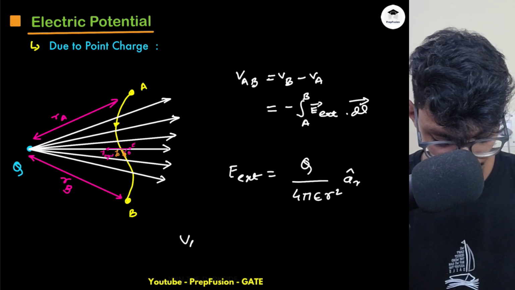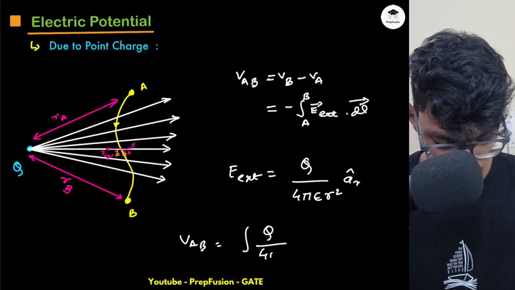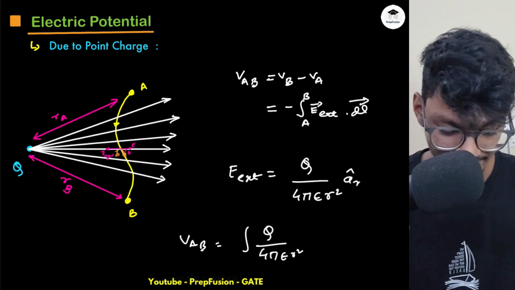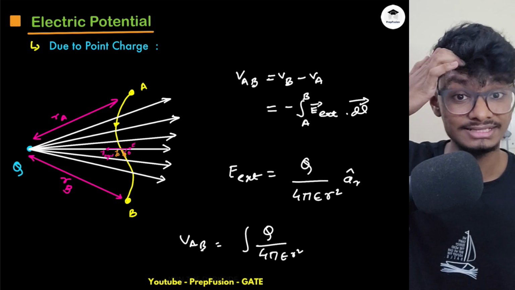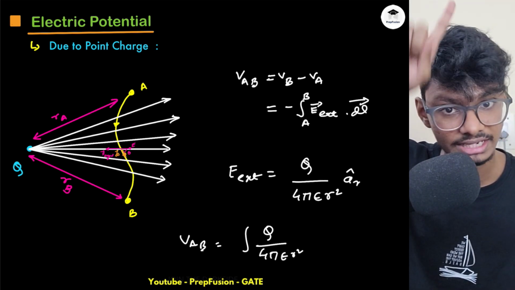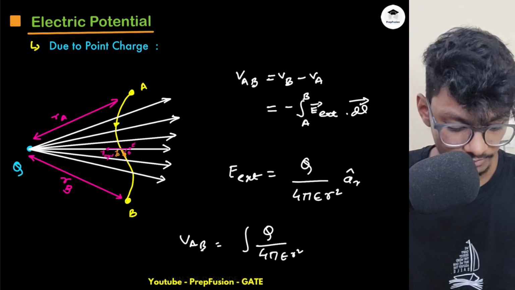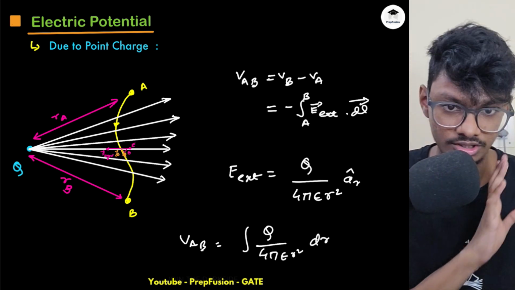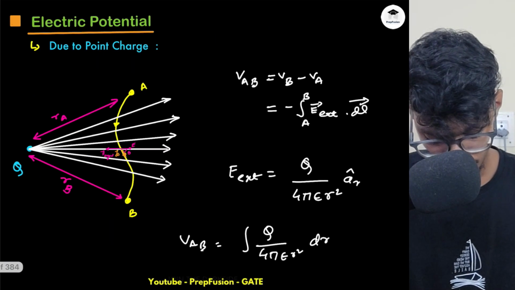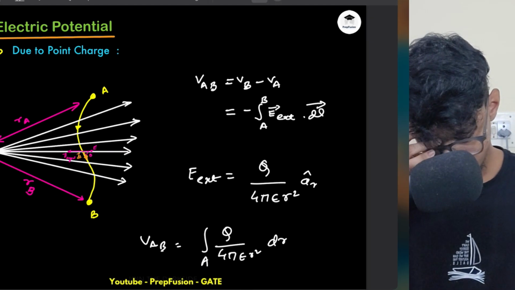Still I will derive. VAB will be the integration of Q divided by 4 pi epsilon r square, and dl we can again write as dr ar cap plus r d theta a theta cap plus r sin theta a phi cap d phi. But only the dr cap term will remain because all the other components' dot products will be 0. So I am going from A to B, that is from rA to rB.